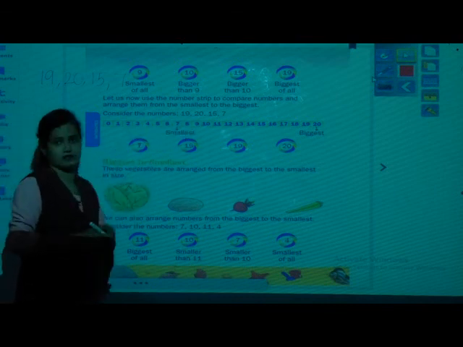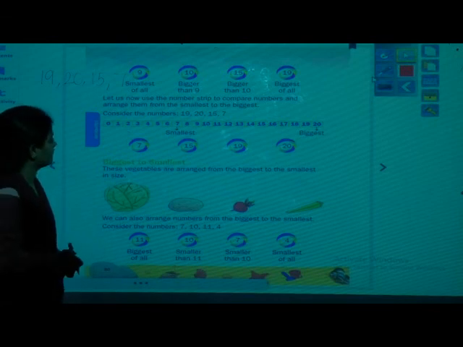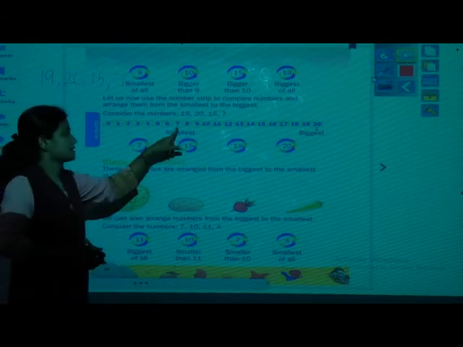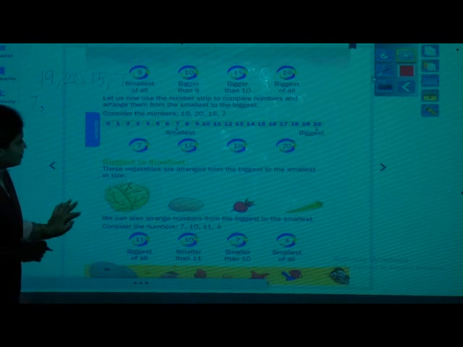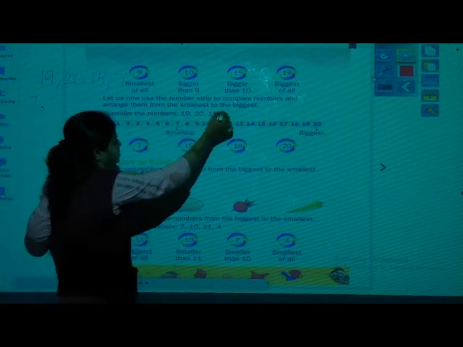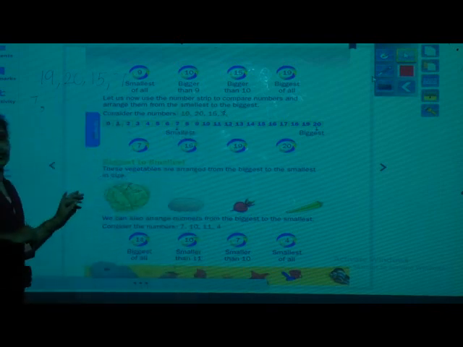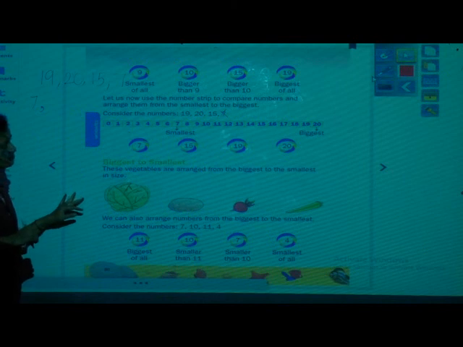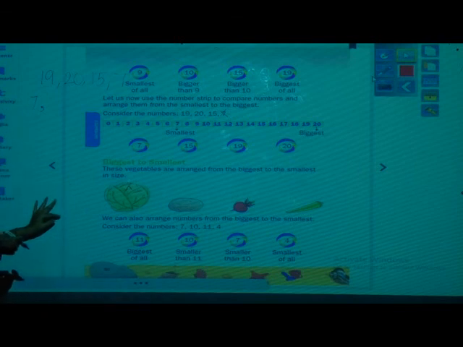Which comes first on the number strip? Which is near to 0? 7. So 7 is smallest. 7 ये सबसे छोटा नंबर है. Okay, इनमें से अब ये 7 हो गया. Now 19, 20 and 15 is remaining. Which is smallest now? Sorry, which is little bigger than 7?